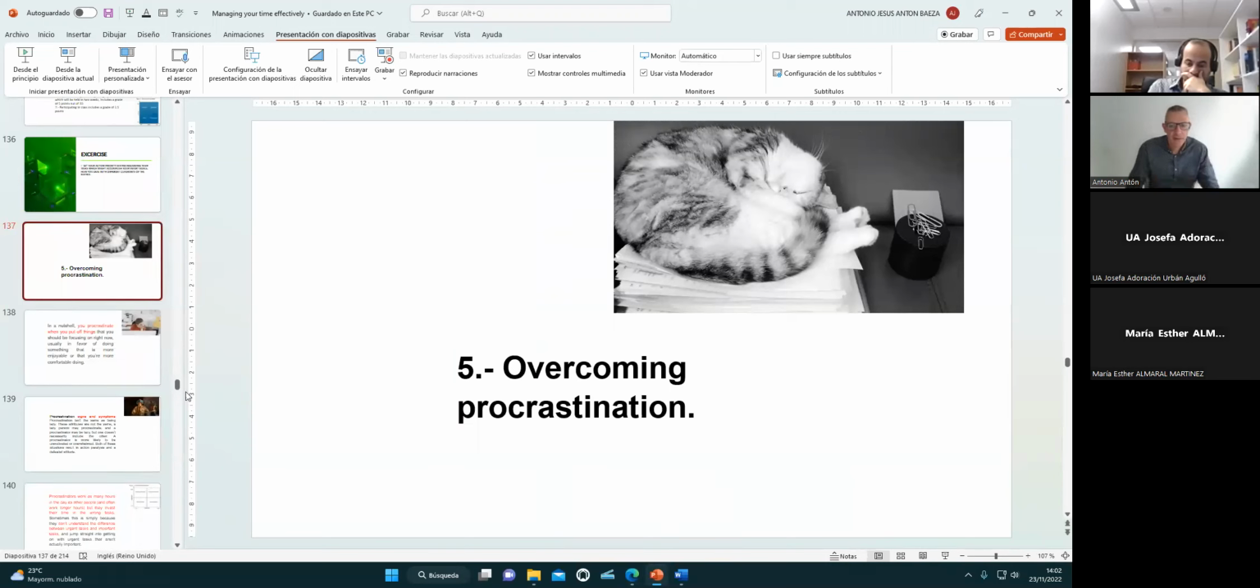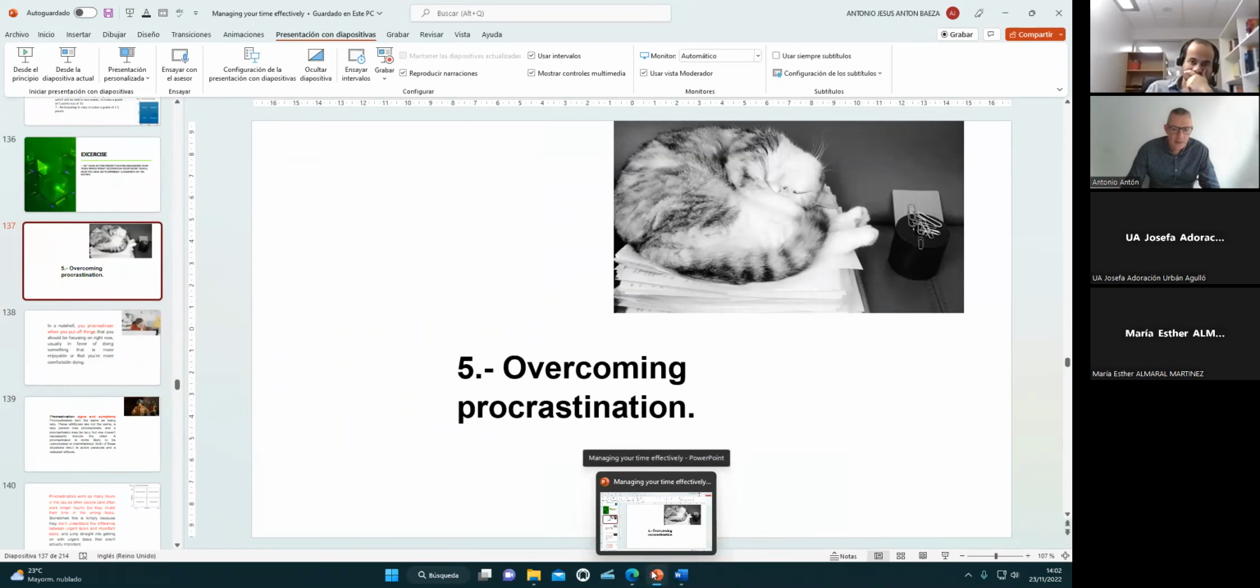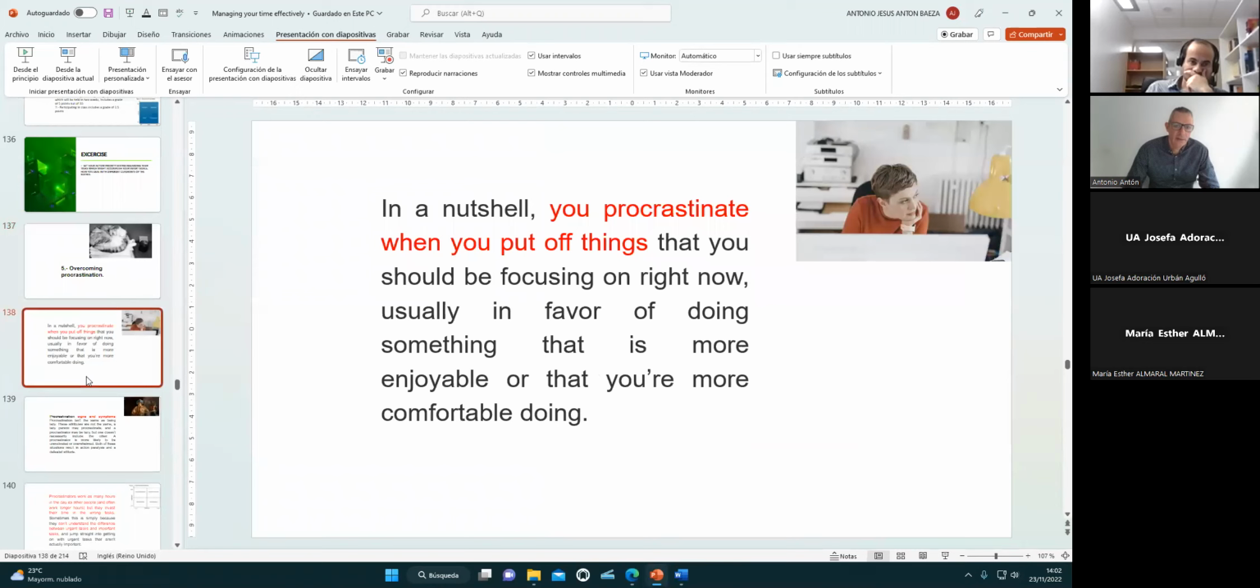Think about if you feel like you procrastinate. Procrastination is not related to being lazy. It's not the idea. Lazy like this cat is different. Okay. So procrastination is when you put off things and delay tasks, and people tend to do that.